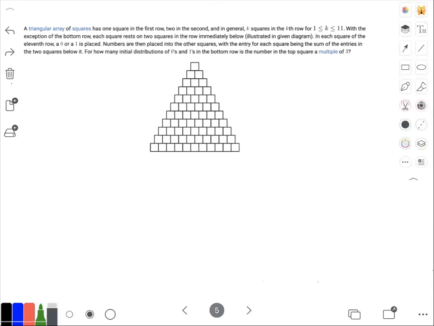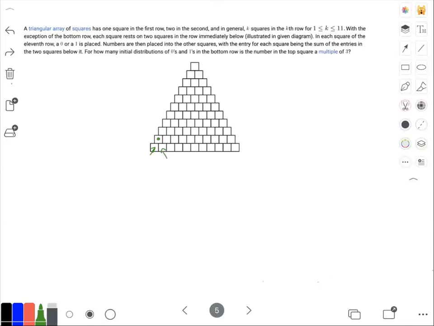In each square of the 11th row, a 0 or 1 is placed. Numbers are then placed into the other squares, with the entry of each square being the sum of the entries in the two squares below it. So for example, this one over here would be the sum of these two, and so forth. For how many initial distributions of zeros and ones in the bottom row is the number on the top square a multiple of 3?